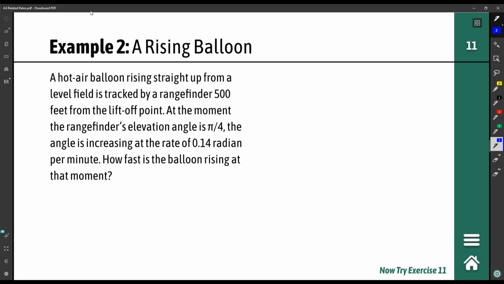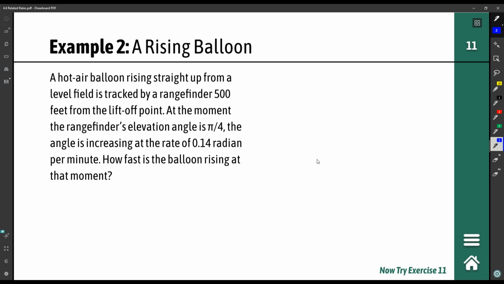A hot air balloon rising straight up from a level field is tracked by a rangefinder 500 feet from the liftoff point. At the moment, the rangefinder's elevation angle is pi over 4. The angle is increasing at the rate of 0.14 radian per minute. How fast is the balloon rising at that moment?